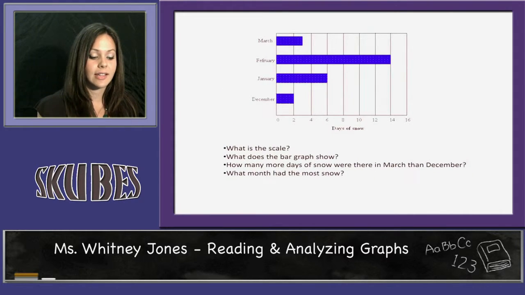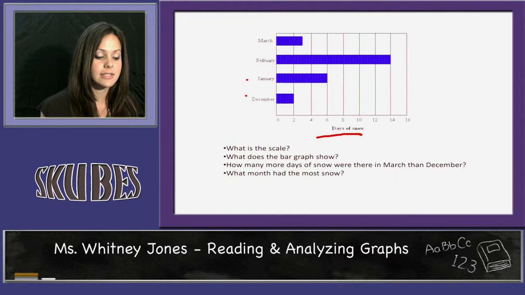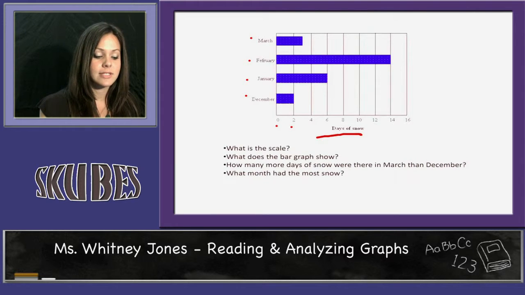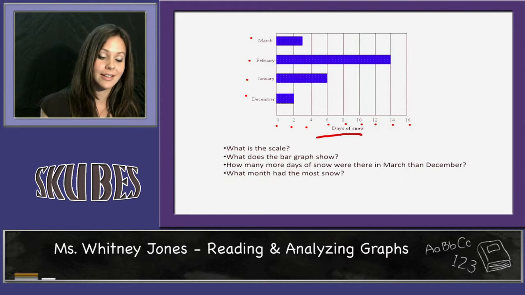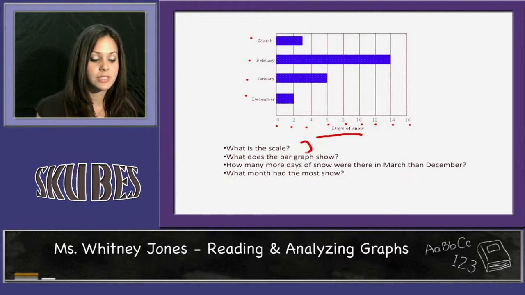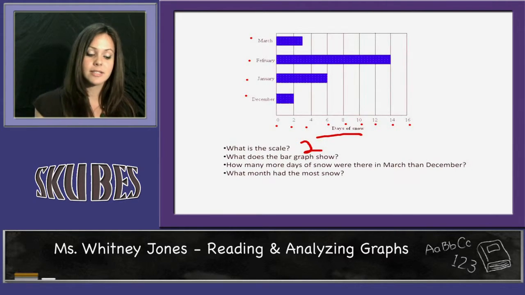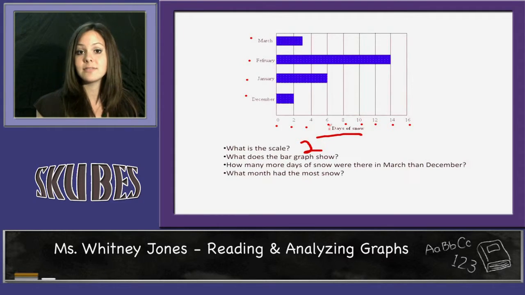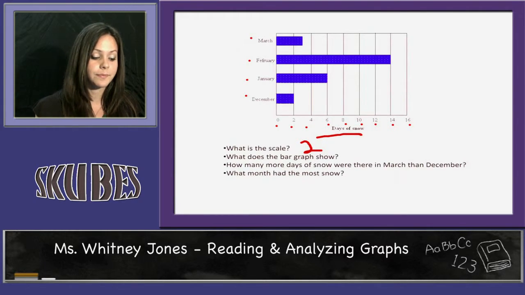Now this graph is telling us the days of snow in each month listed. What is the scale? We have 0, 2, 4, 6, 8, 10, 12, 14, and 16. We're counting by 2s, so the scale of this graph is 2. Next it says, what does this graph show? This graph is showing us the number of days of snow in each month.